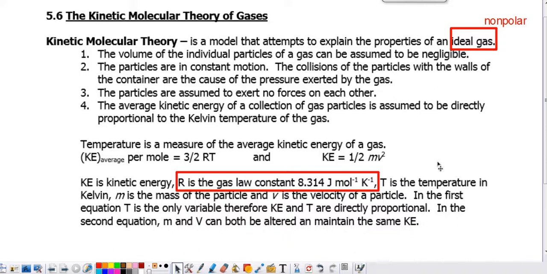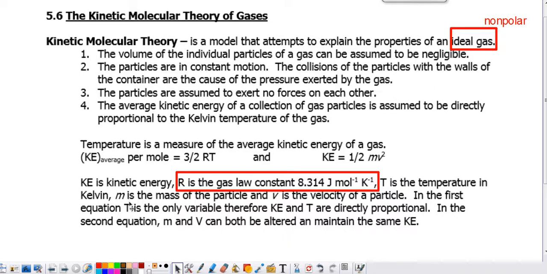So as the temperature is changed, the kinetic energy of the gas particles is changed. They are directly proportional. If the temperature drops to 0, then the motion drops to 0. The kinetic energy drops to 0. Interesting.